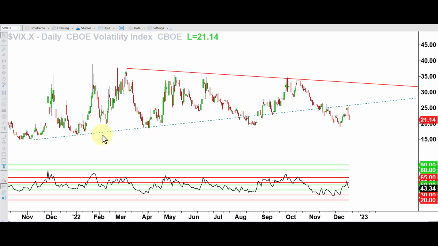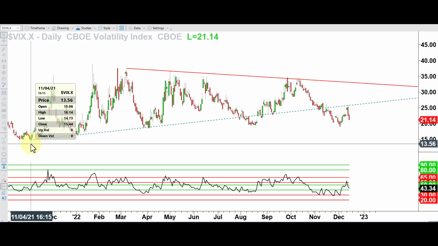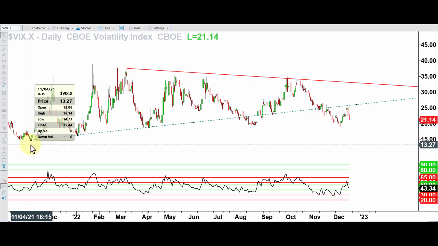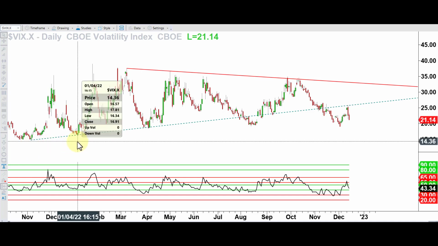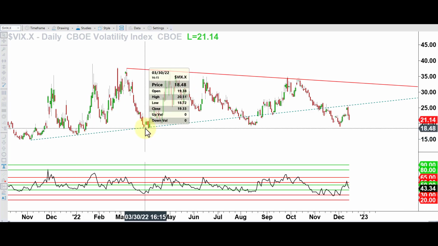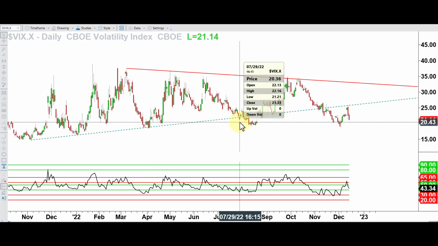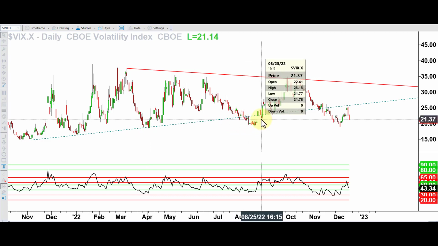Now, why is this trend line dashed and this upper one is solid? Well, the lower trend line, the anchors, if you would like to draw it on your own charts, is November 4th, 2021 to January 4th, 2022, confirmed in March and April, and then revisited in July to August.